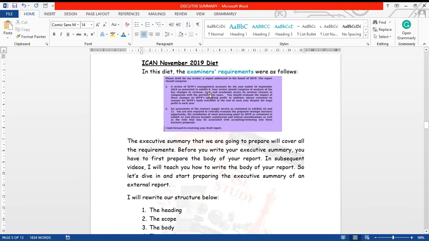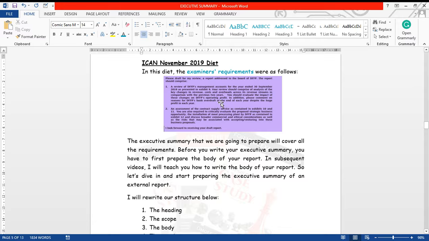Your review should comprise an analysis of the key changes in revenue, costs, and overheads across the revenue streams in comparison with the previous 2 years. You should evaluate the impact of these changes on operating profit. In addition, please comment on the bank overdraft at the end of the year despite the huge profit for the year. So this is what we're asked to do. We should review the management accounts and consider the key changes in revenue, cost, and overhead across the revenue streams.